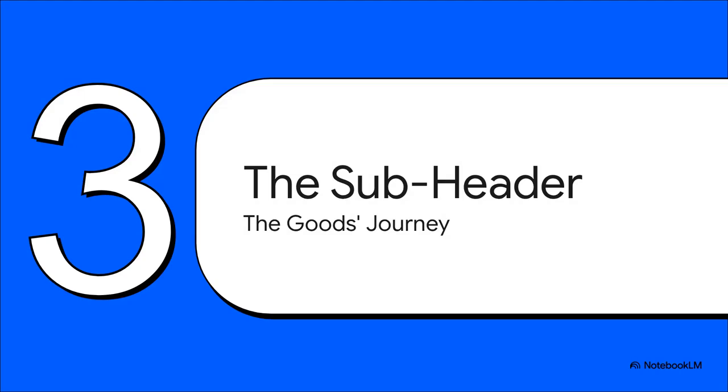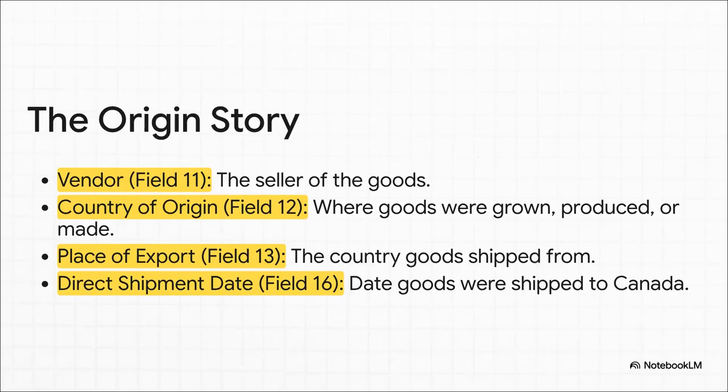On to our second act, the subheader. So if the header was the who, this is the where. We're tracing the goods' journey before they even got to Canada. This whole section tells the shipment's origin story. Who was the vendor? Where were the goods actually made? Which port did they ship from, and when exactly did they leave for Canada? Every single one of these details can have a direct impact on the final cost.